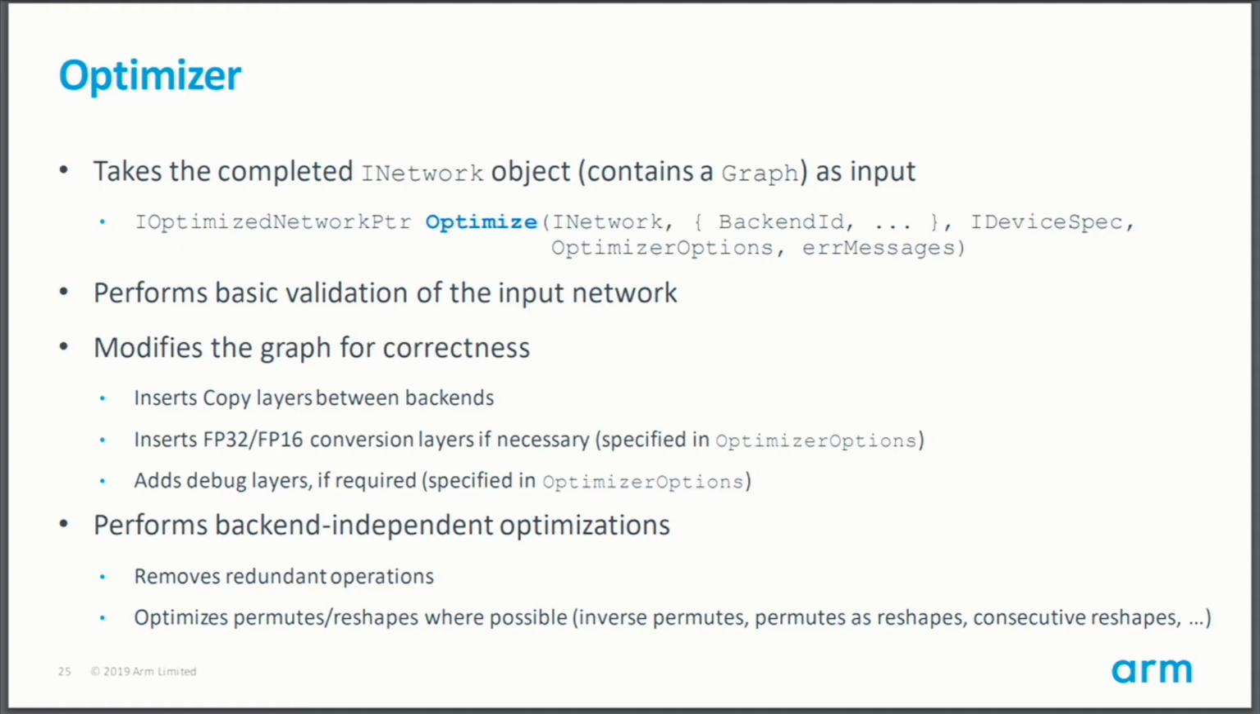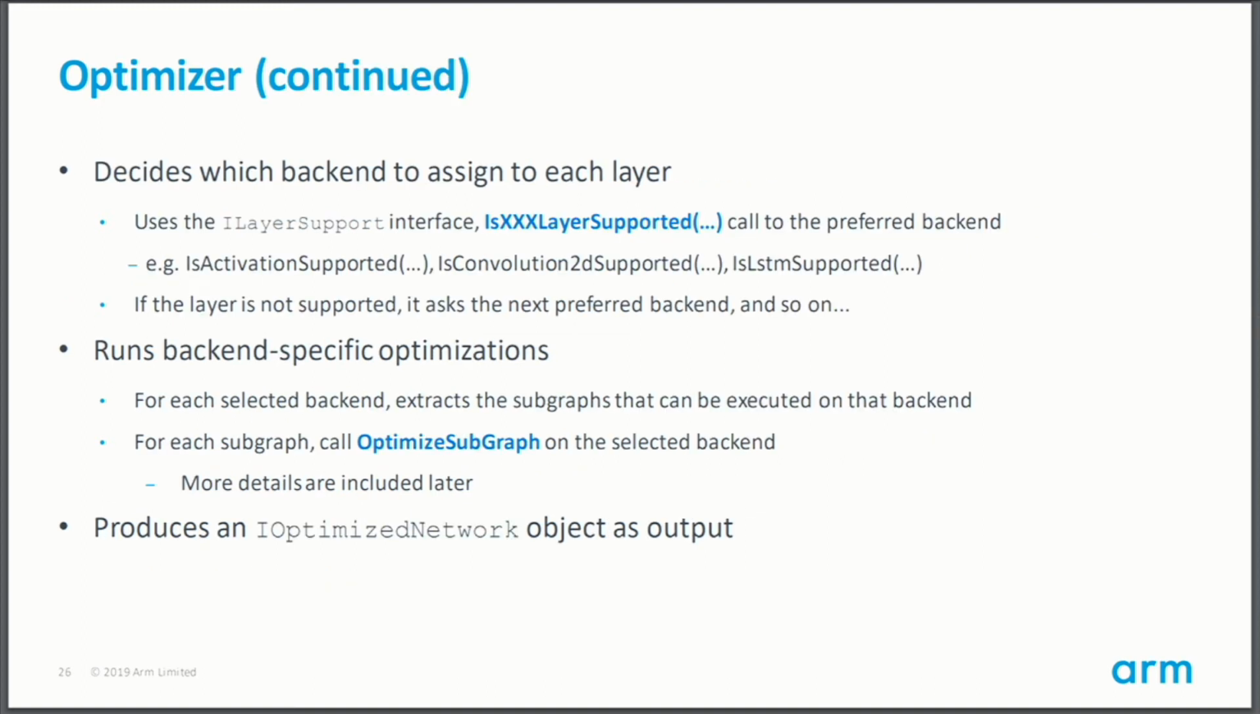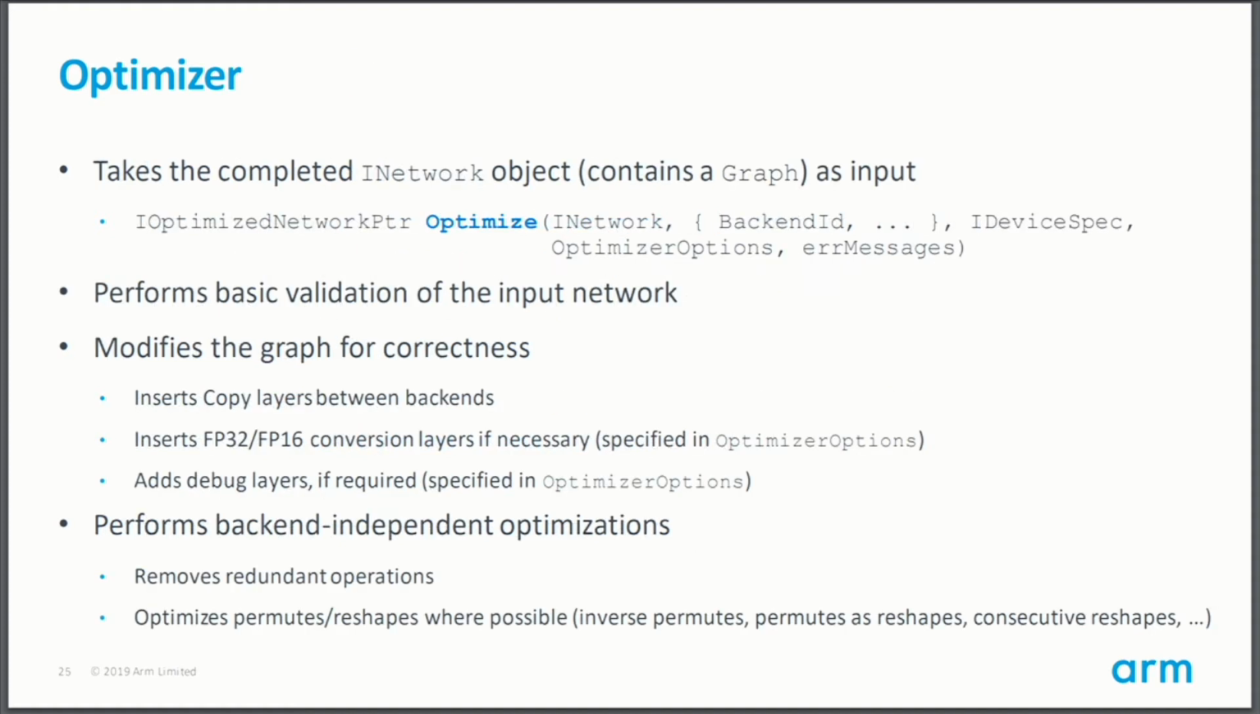The optimizer performs some backend independent optimization, such as removing redundant operations. It optimizes permutes and reshapes where possible. Sorry, I have a question for page 25. There it says insert copy layers between backends. So if the backends have different memory management, how to resolve this issue?